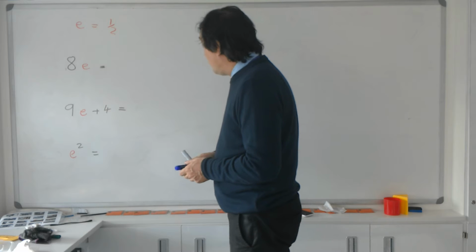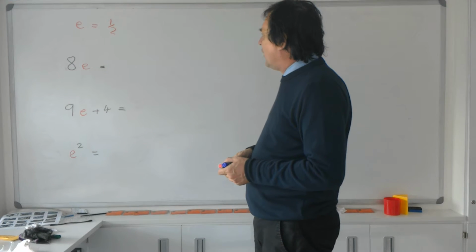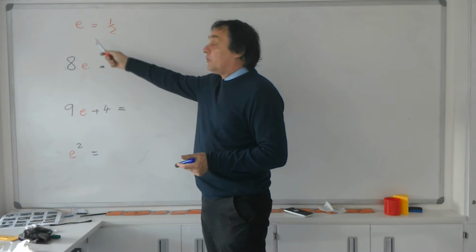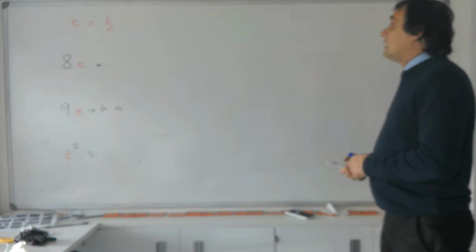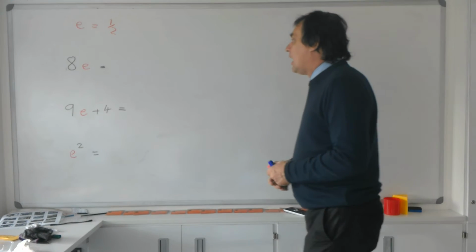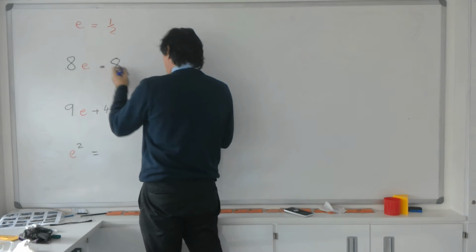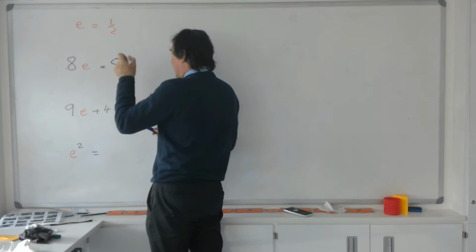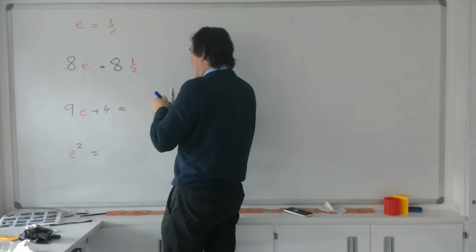Substitution when you've got fractions. So in this case, I've got my letters being substituted for a fraction. So e in this case is going to equal a half. 8e then. So 8e means 8 multiplied, remember because they're close together, so multiplied by a half. So 8 times a half.